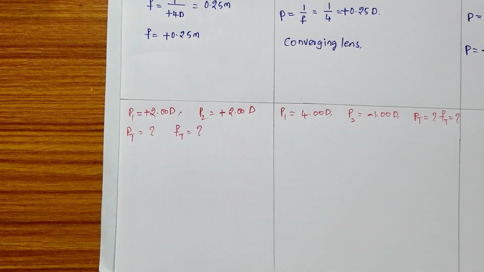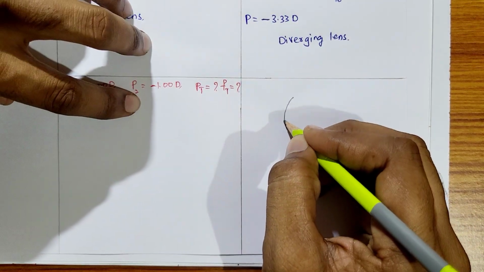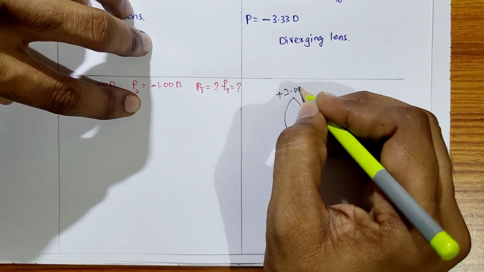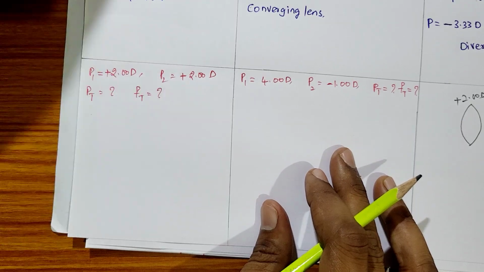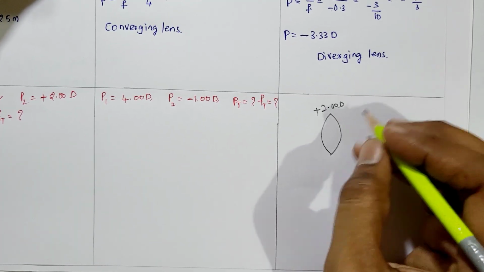The power of a lens is 2 diopter and the power of one more lens is also 2 diopter. What happens to the total power and what happens to the total focal length? See, when this comes to a combination of lenses, you should be able to understand the concept neatly. In this problem they give the power of the lens as plus 2 diopter. Correct? And for that they have added one more lens of power again plus 2 diopter. Plus means positive focal length, and positive focal length means convex lens.